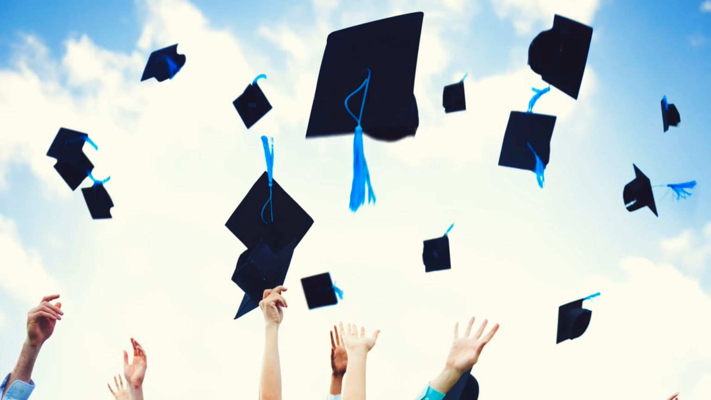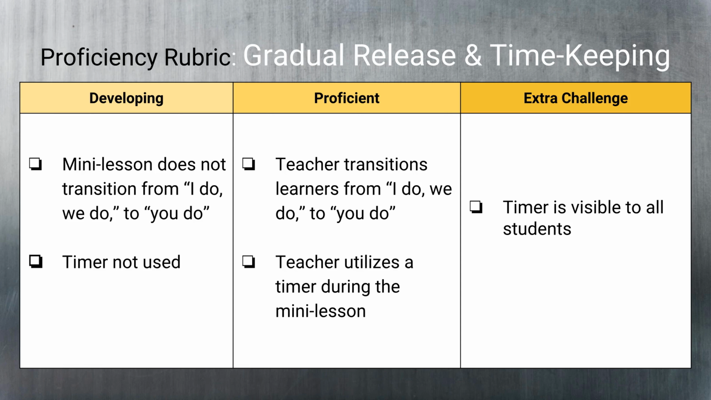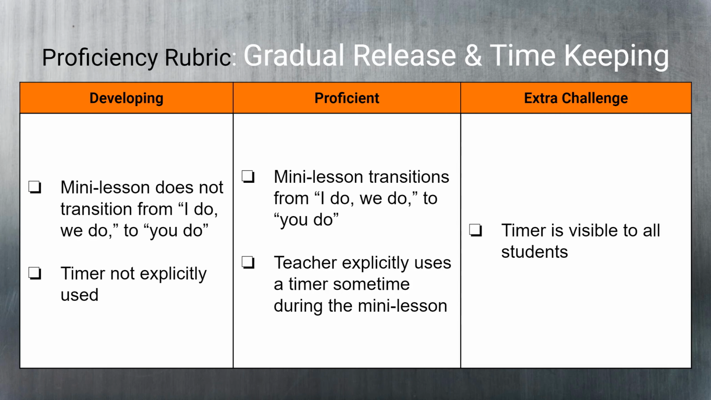Congratulations, you've completed the learning for this module. The next few slides will review how you can be successful when you demonstrate your learning in your mini lesson. Let's look at this proficiency rubric one more time. During the extended 15 to 20 minute mini lesson, you'll transition through all parts of the gradual release model, moving from I do to we do to you do. You must also explicitly use a timer at one time period in the mini lesson. For that extra challenge, make the timer visible to all students by displaying it on the screen.